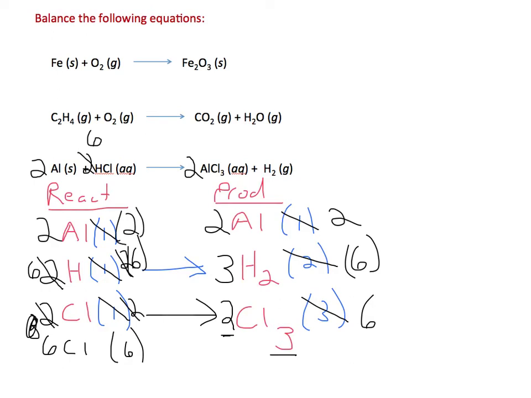And so we end up with 2 aluminum plus 6 HCl, which gives us 2 aluminum chloride plus 3 hydrogen gas.